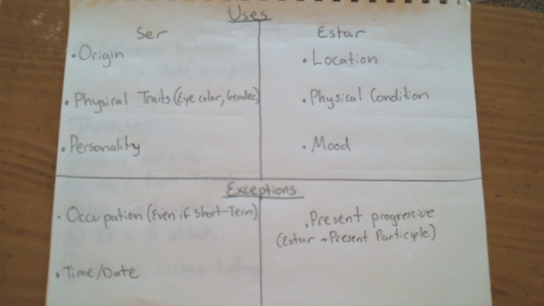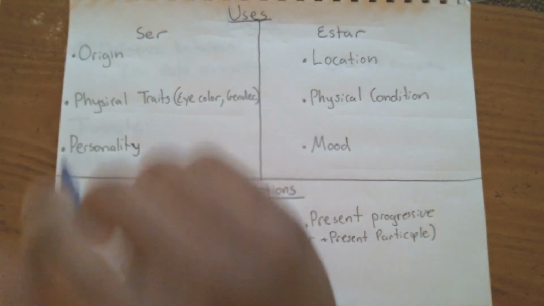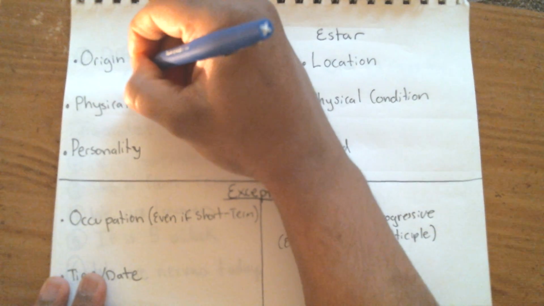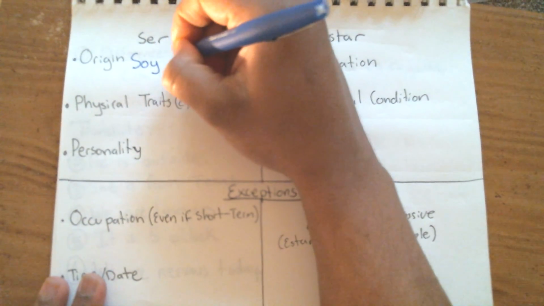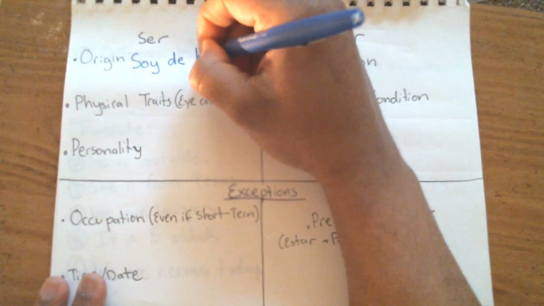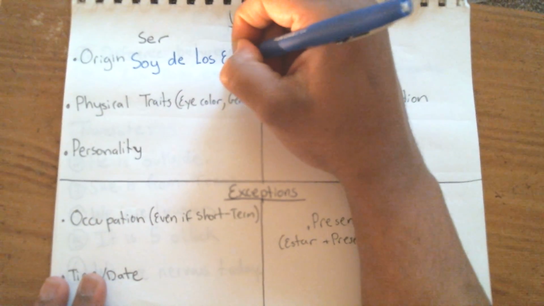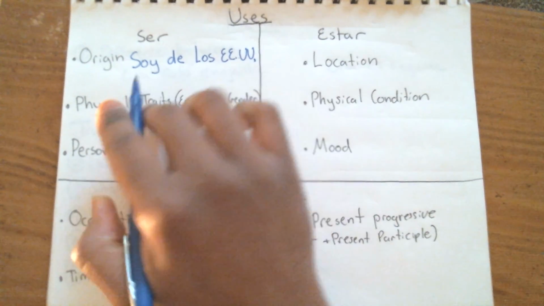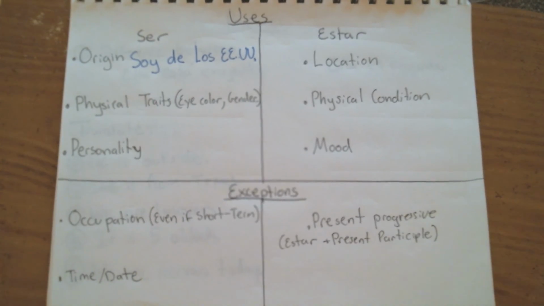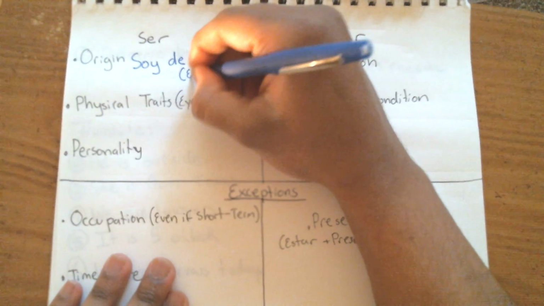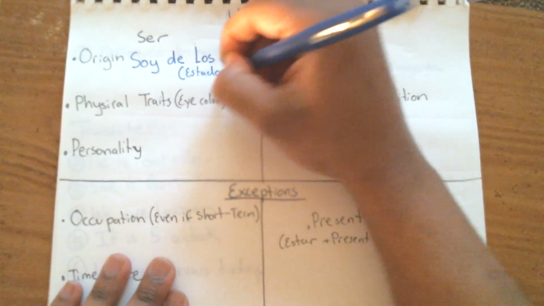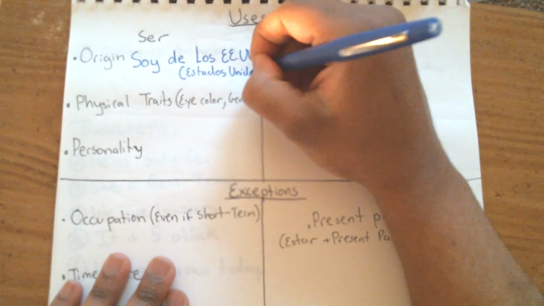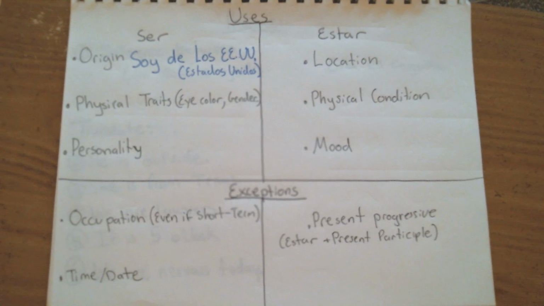For example, use ser to talk about origin. You could say, soy de los, and I'm just going to put the abbreviation, Estados Unidos. Soy de los Estados Unidos, and here's what it stands for. Estados, which means states, Unidos, which means united, okay? I am from the United States.